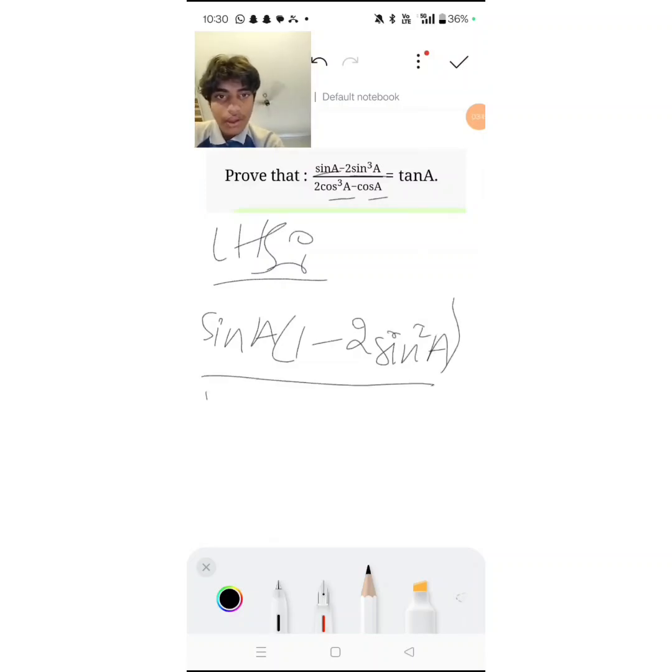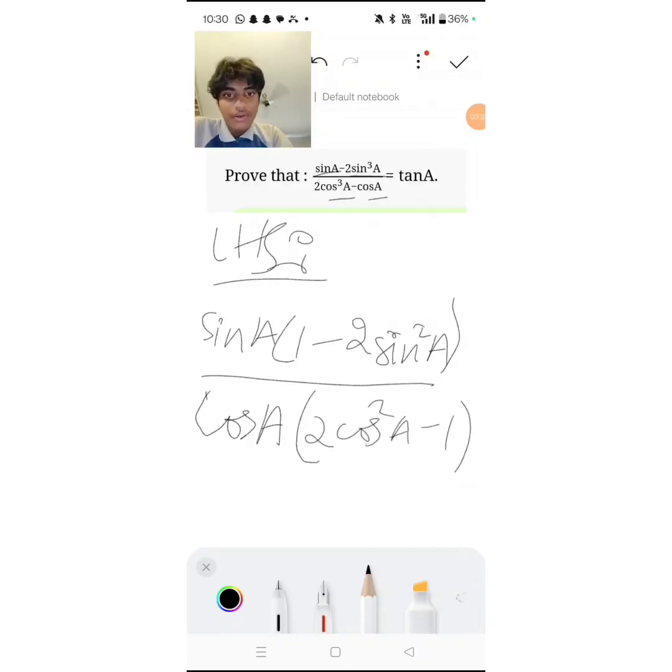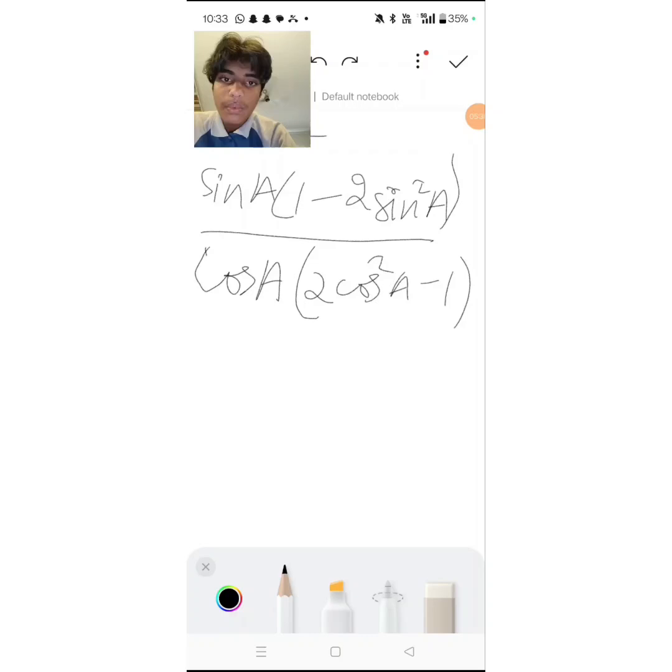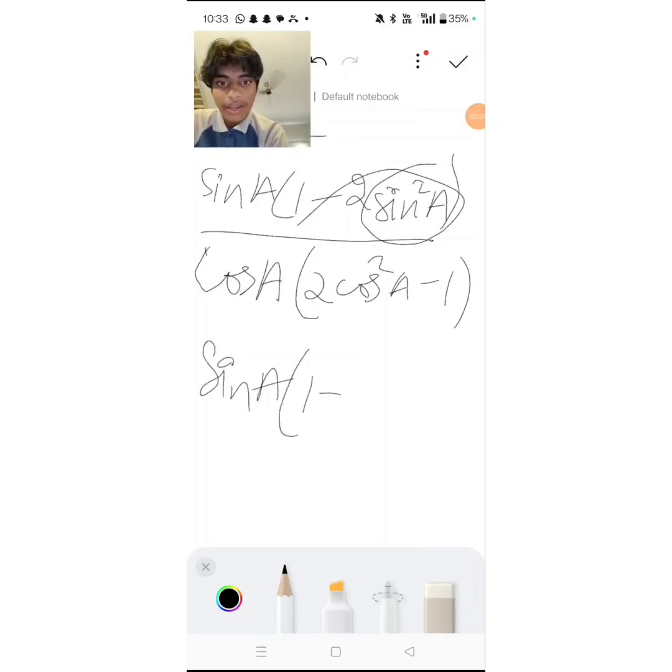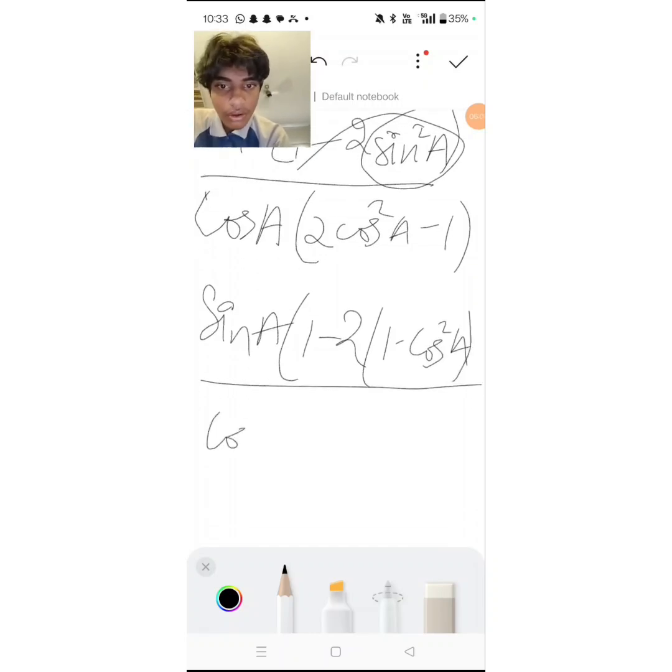Now I'm going to factorize cos A out, cos A into 2 cos square A minus 1. I'm not really changing anything here. So now I don't know if you see it, but I see that there's an identity here. We have sine square A. Sine square A can be rewritten as 1 minus cos square A. But we already have a 1 here, right? So 1 minus sine square A cannot be cos square A. But sine square A can be 1 minus cos square A. So in this case, we'll say sine A times 1 minus 2 times 1 minus cos square A upon cos A.